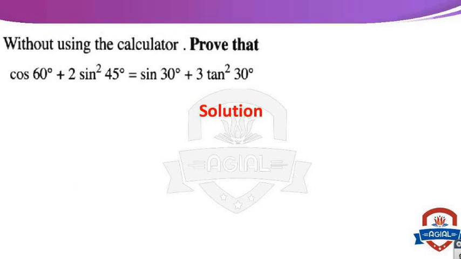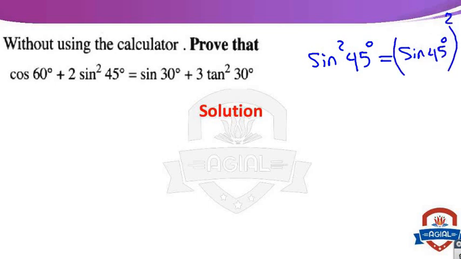Without using the calculator, prove that cosine 60 degree plus 2 sine square 45 degree equals sine 30 degree plus 3 tan square 30 degree. We note that sine square 45 degree means sine 45 degree to the power 2. Do you understand? Okay.